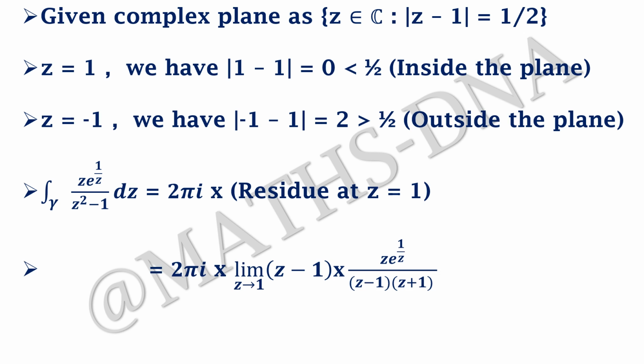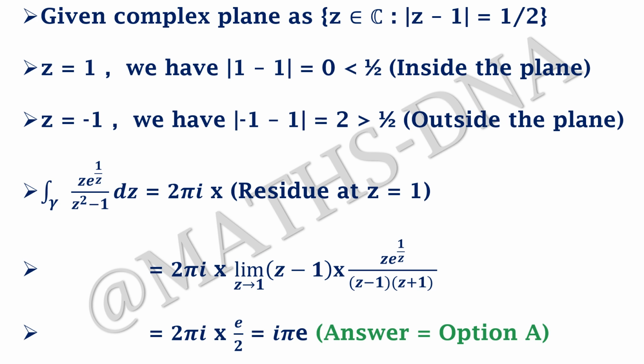That will give you 2 pi i into limit z tends to 1 of z minus 1 into z into e raised to 1 by z upon z minus 1 into z plus 1. Simplifying it, we get 2 pi i into e by 2, that is nothing but i pi e, and that is the answer, option A.